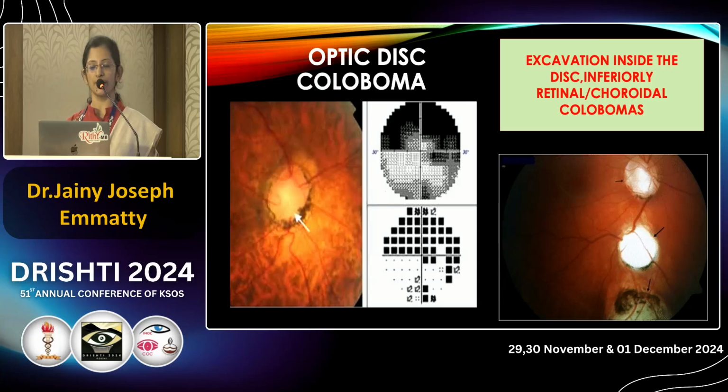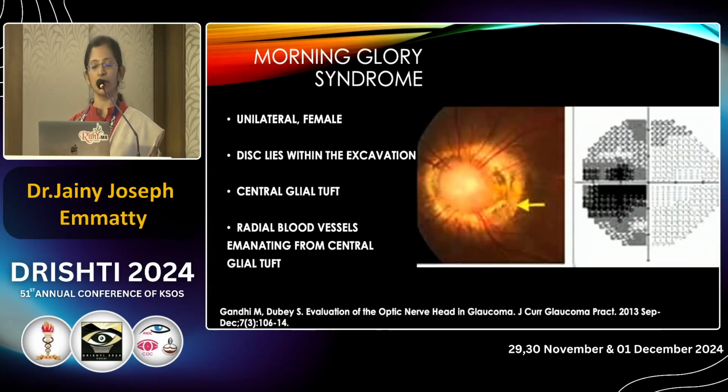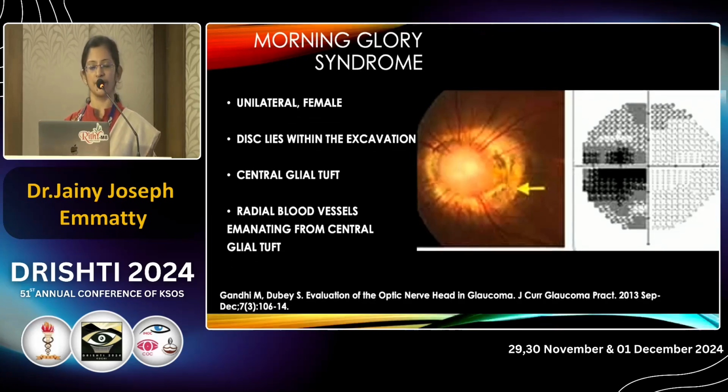And it can be associated with retinal choroidal colobomas and associated visual field defects, very dense defects, which can be seen also in optic disc colobomas. Then the morning glory syndrome, with more typical features: a unilateral presentation in a middle-aged female with a particular appearance like this, where the disc lies within the excavation and the blood vessels emanate from the central glial tuft, which can mimic similar visual field defects.